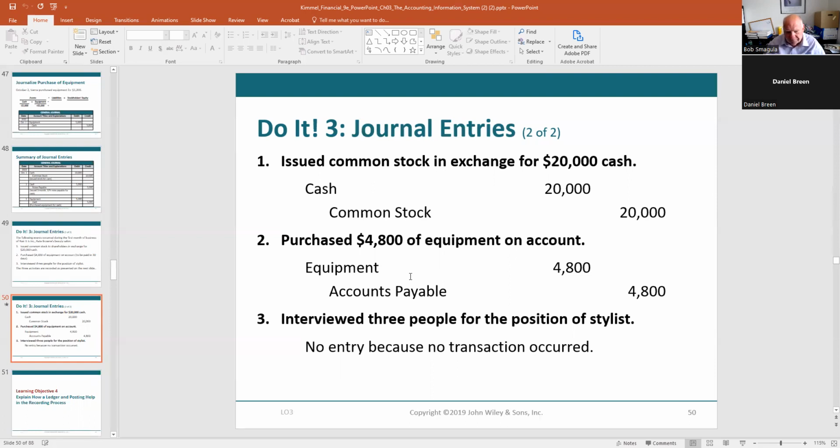and we'll collect. And they interviewed 3 people for a job. No entry there. Your human resources department, I'm sure, has the resumes and the applications and all the educational backgrounds that they want filed away, but it's nothing to do with accounting, not yet.